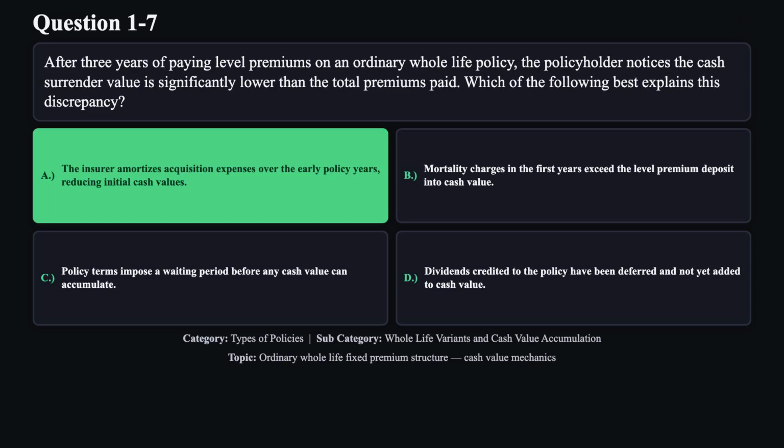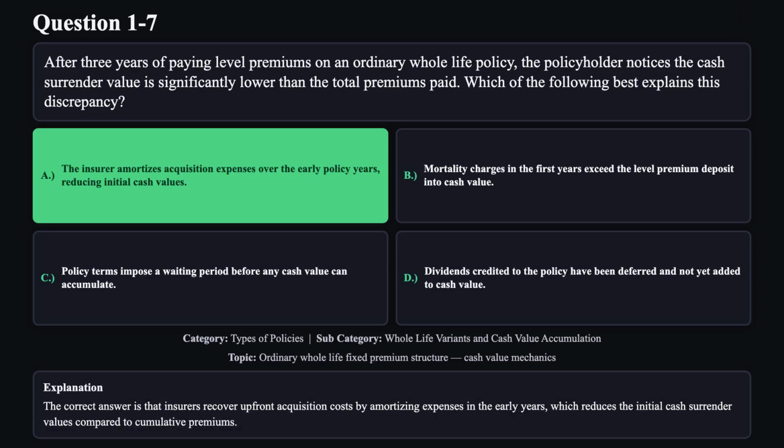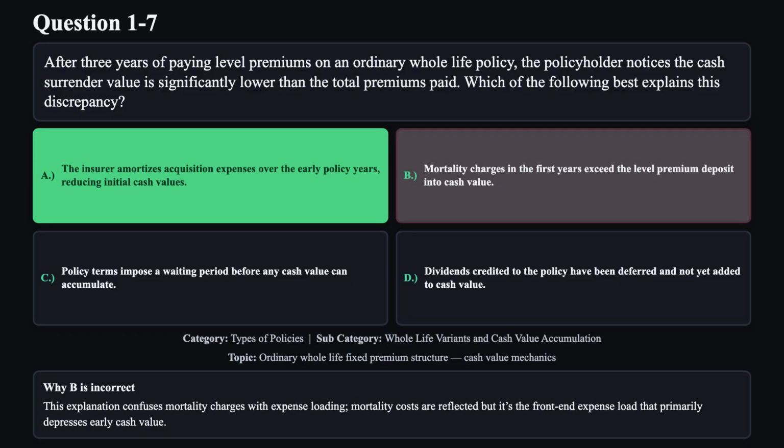The correct answer is A. The correct answer is that insurers recover upfront acquisition costs by amortizing expenses in the early years, which reduces the initial cash surrender values compared to cumulative premiums. Reason B is not correct. This explanation confuses mortality charges with expense loading. Mortality costs are reflected, but it's the front-end expense load that primarily depresses early cash value.